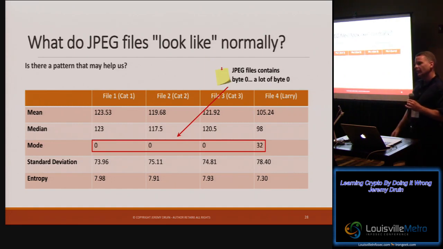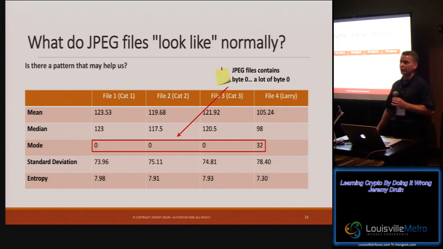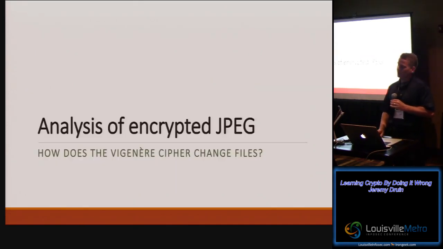So here are all those statistics boiled down into an easy to read chart. The thing we notice the most is that the mode is 0 the vast majority of the time. And even when 32 beat out 0 by just a little bit, 0 was still extremely popular in these files. So that's our takeaway: byte 0 is effectively our letter E for our purposes in this study.